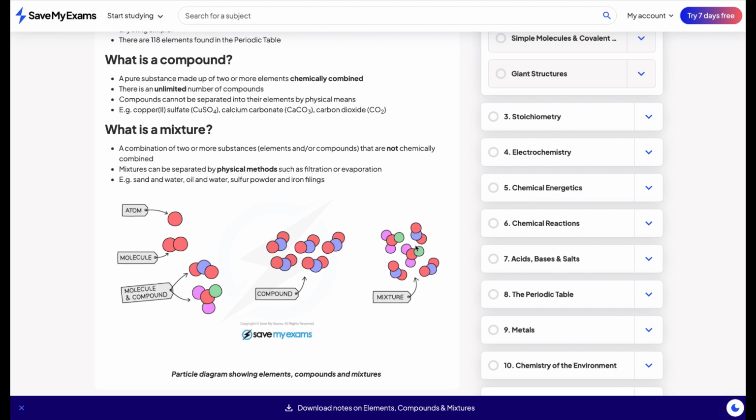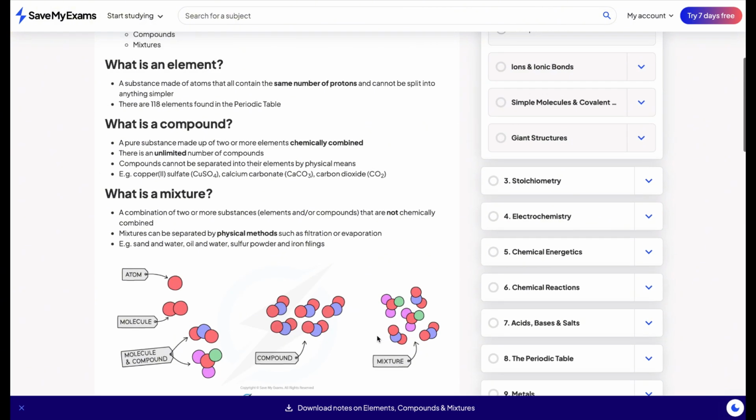Compound, compound. Then these ones are not, these are mixtures. You just take different things and put them together. This is a mixture, this is not a compound, because these ones are separate. They are all separate.